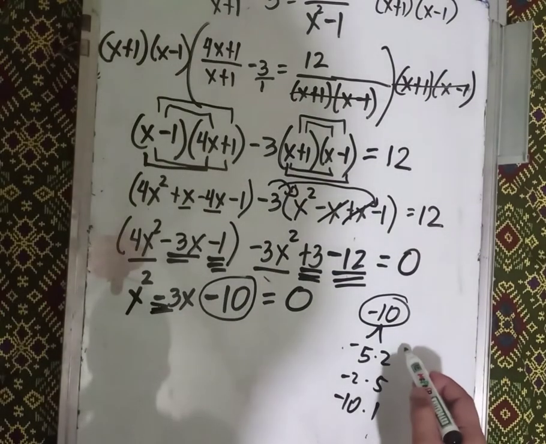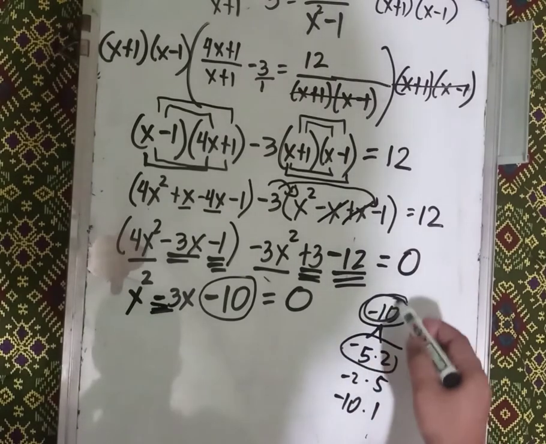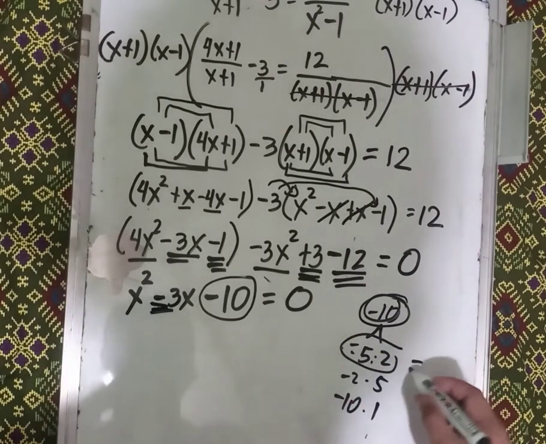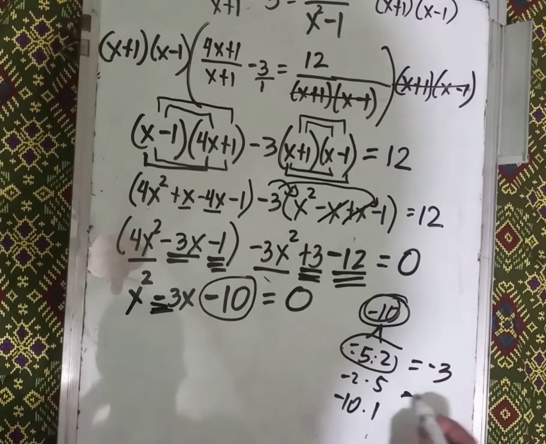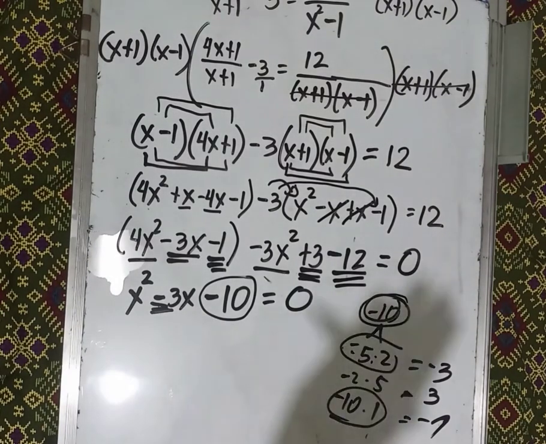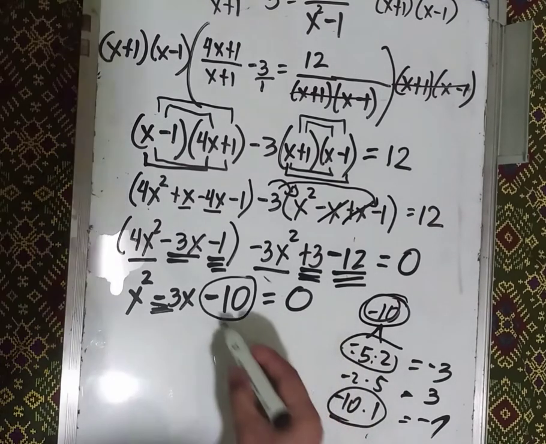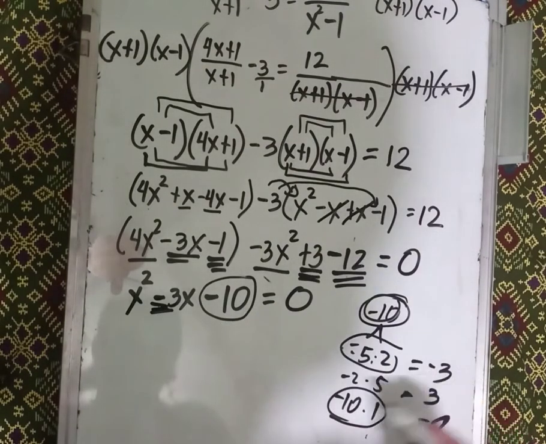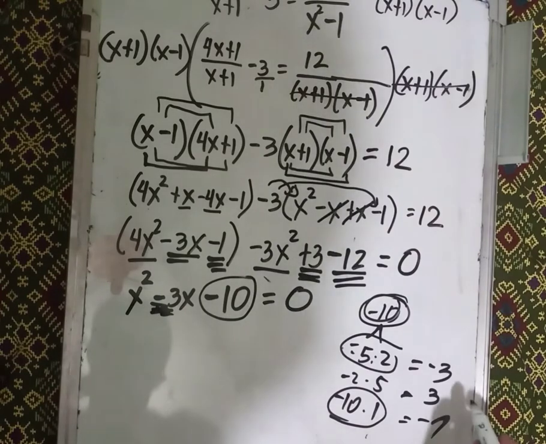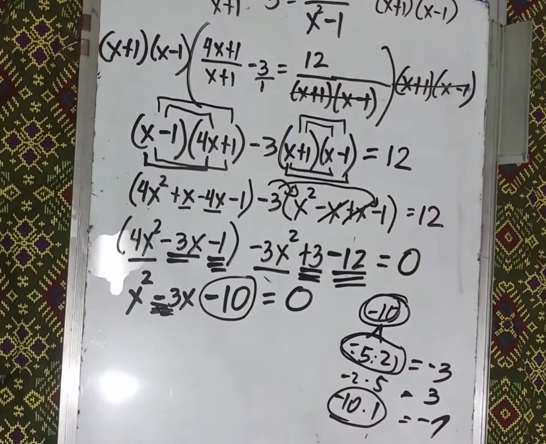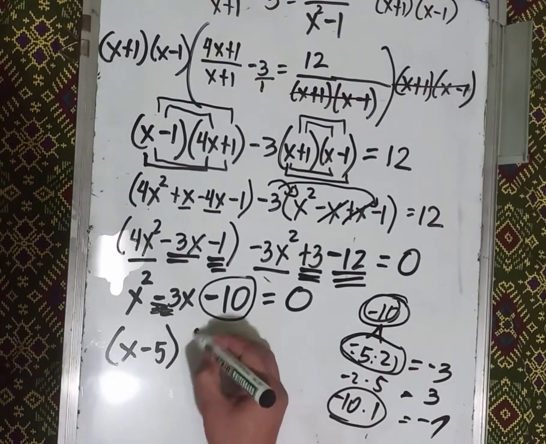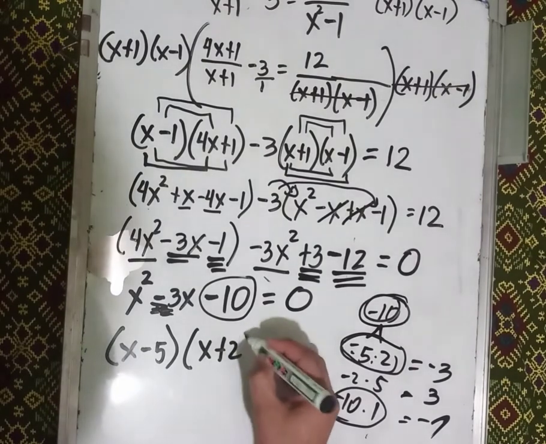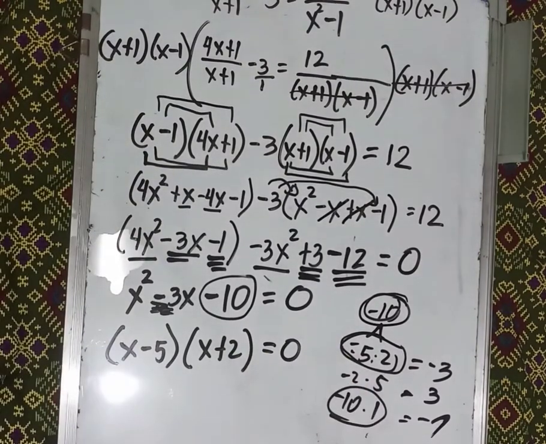Tingnan natin dito. Negative 5 times 2, that is negative 10. Negative 5 plus 2, that is negative 3. This one, negative 2 plus 5, that is positive 3. This one, pag i-add natin, that is negative 9. So what are the two numbers that if you multiply, the result is negative 10, and if you add the two numbers, the result is negative 3? Okay, very good. That is negative 5 and positive 2. So the factor is x minus 5 times x plus 2 equals 0.